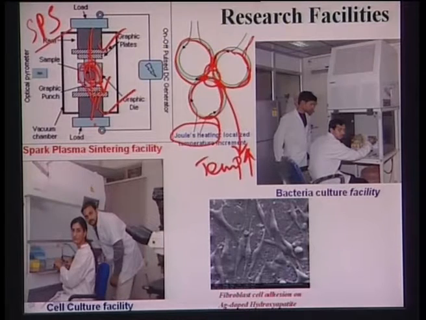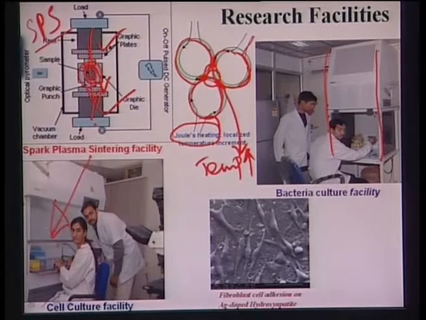Now, this is the bacteria culture facility. This is a vertical laminar flow where you can culture different bacterial strains like E. coli or Staphylococcus species and so on. This is the cell culture facility, which has several equipments, including microscopes like phase contrast or fluorescent microscopes, as well as the laminar flow hood, which people use as a wet bench. We have this CO2 incubator for incubating the cells. This is an image typically showing how the cells proliferate in silver doped hydroxyapatite.